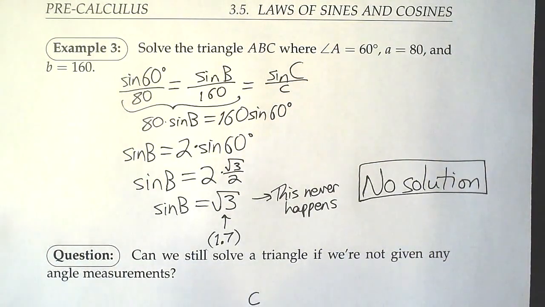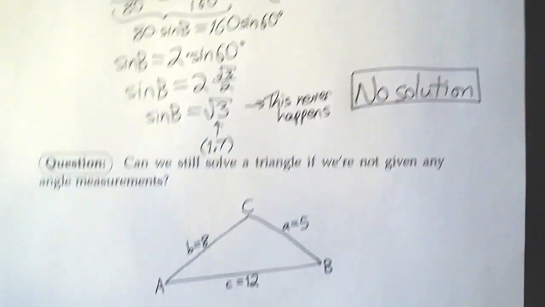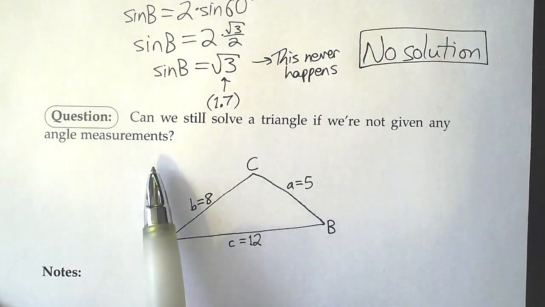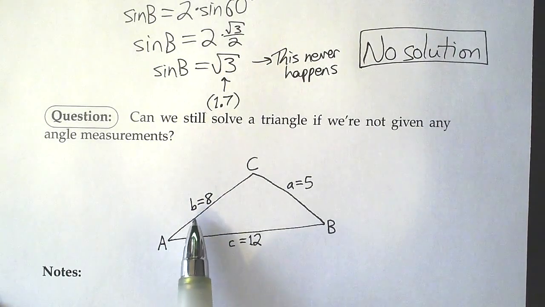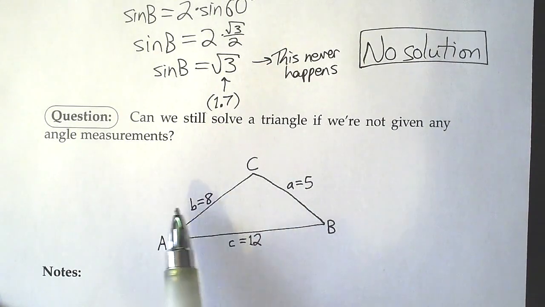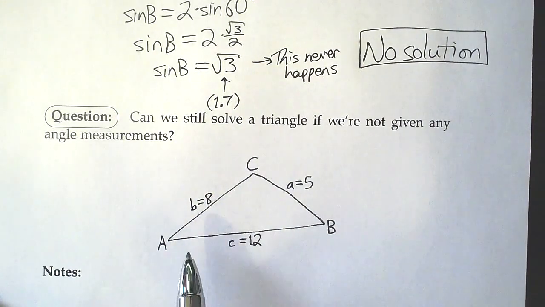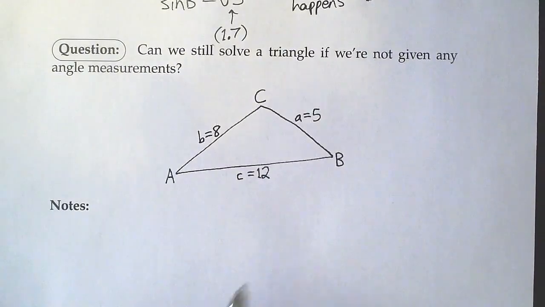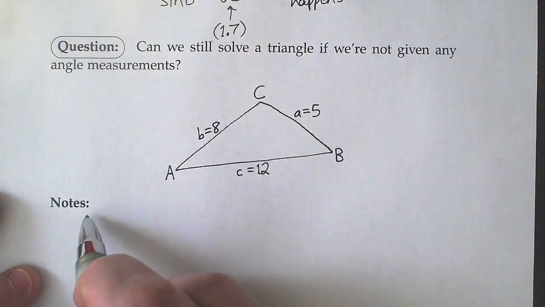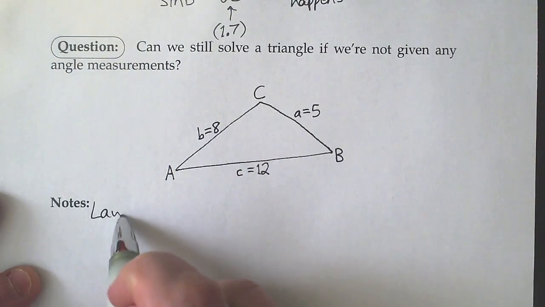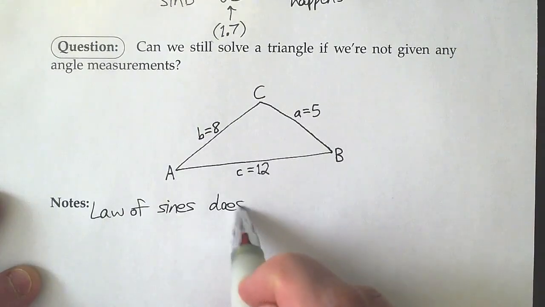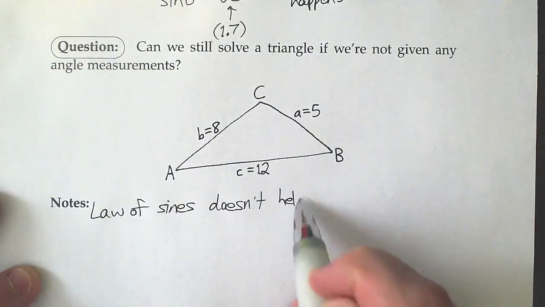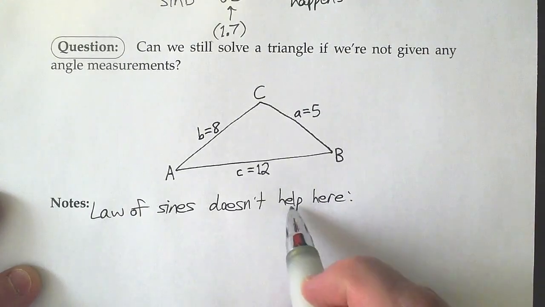All right, so we have another question. Can we still solve a triangle if we're not given any angle measurements? This one is giving us all 3 sides, but none of the angles are labeled at all. So I have a little spot for notes here. And the note that I want to tell you is that the law of sines doesn't help here. And I'll show you why.